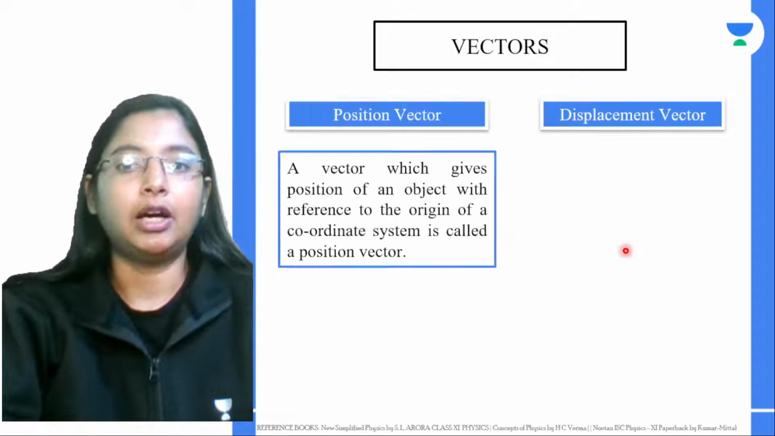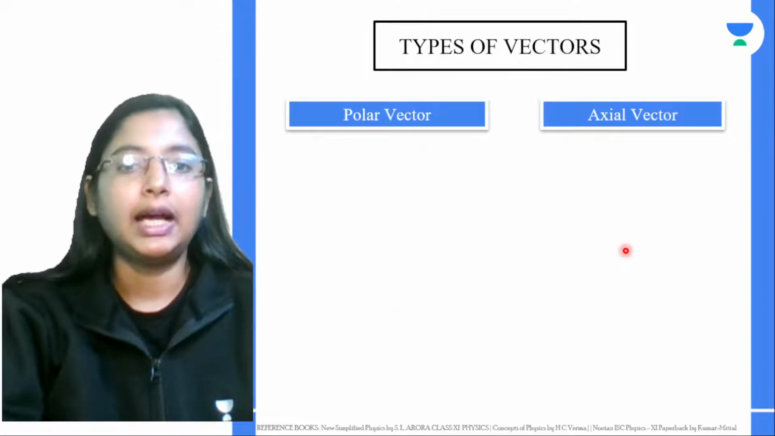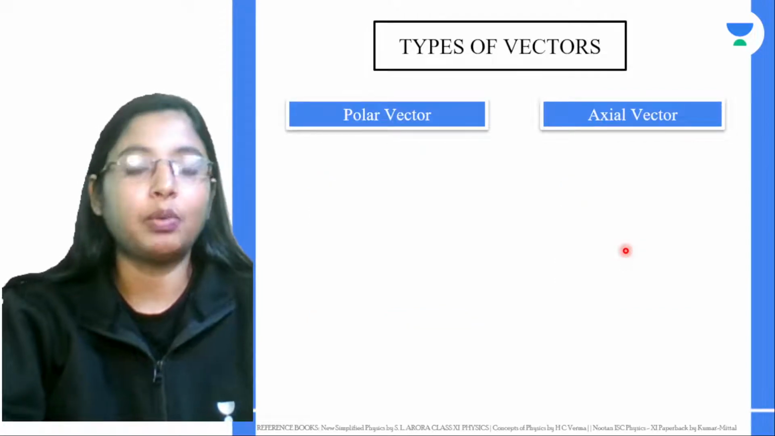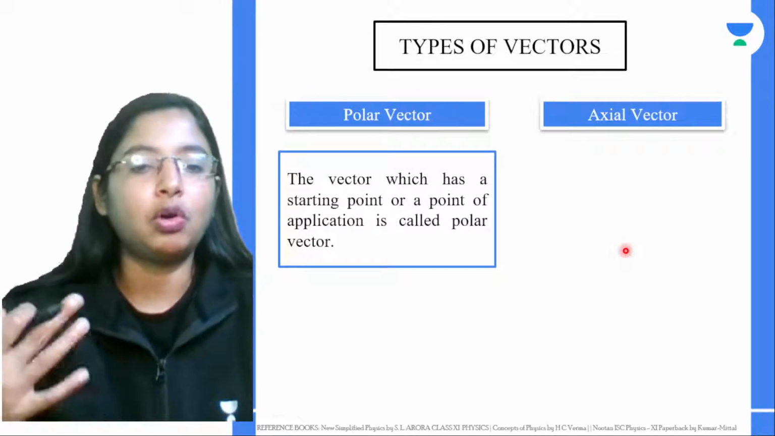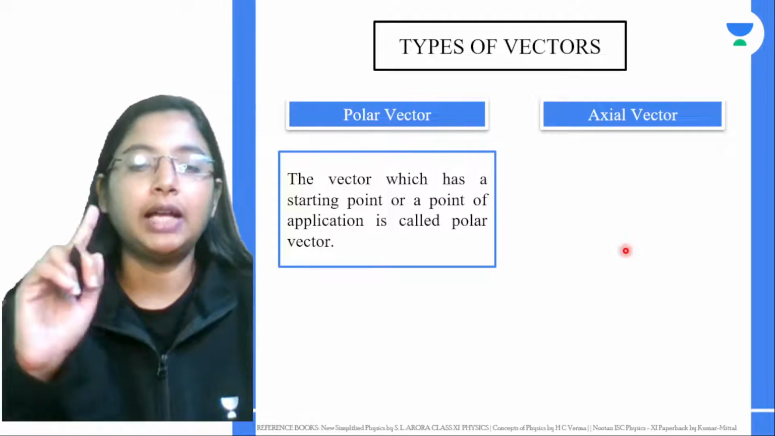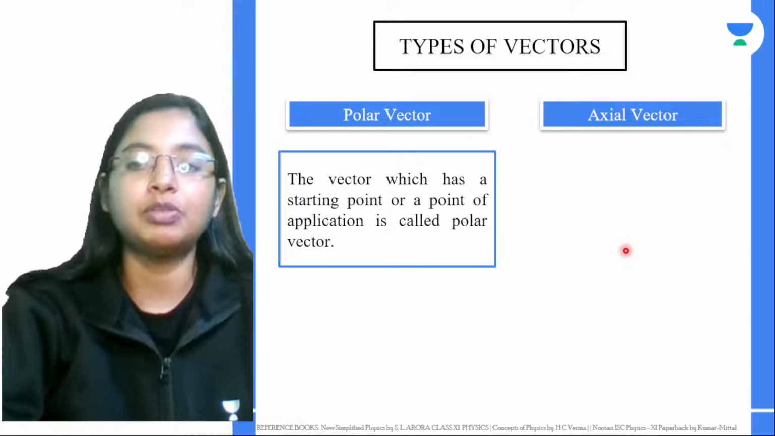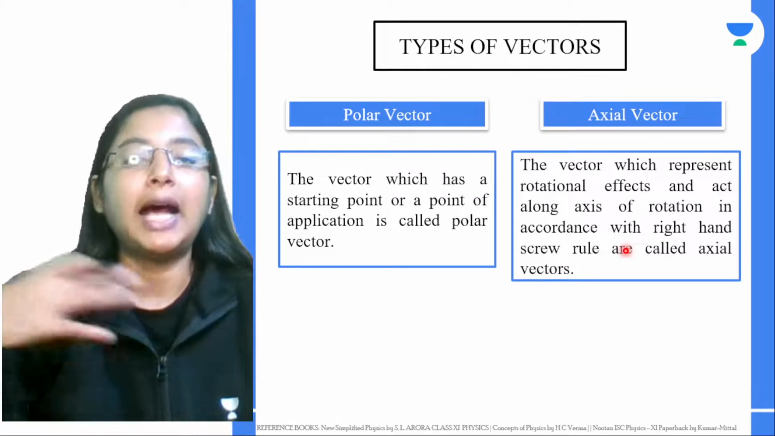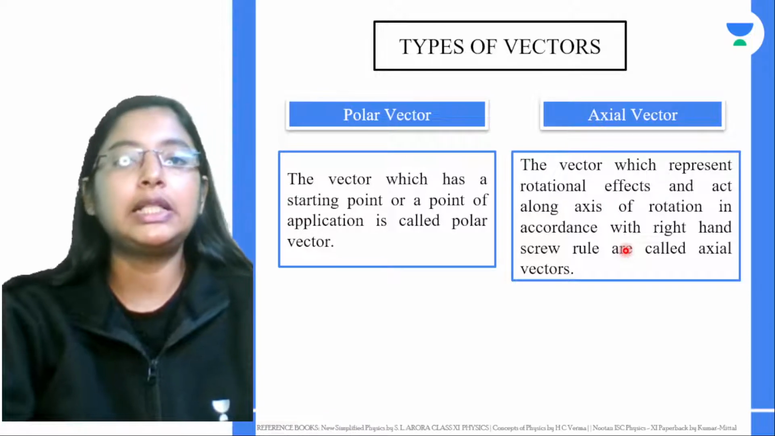Now, we also learned what a position vector and a displacement vector are, and we learned the 2 types of vector. One is the polar vector. Polar vectors are things like velocity and force. Then there is the axial vector, where we are basically talking about rotational motion. In this case, we are talking about angular velocity or torque. So these are the 2 types of vector.